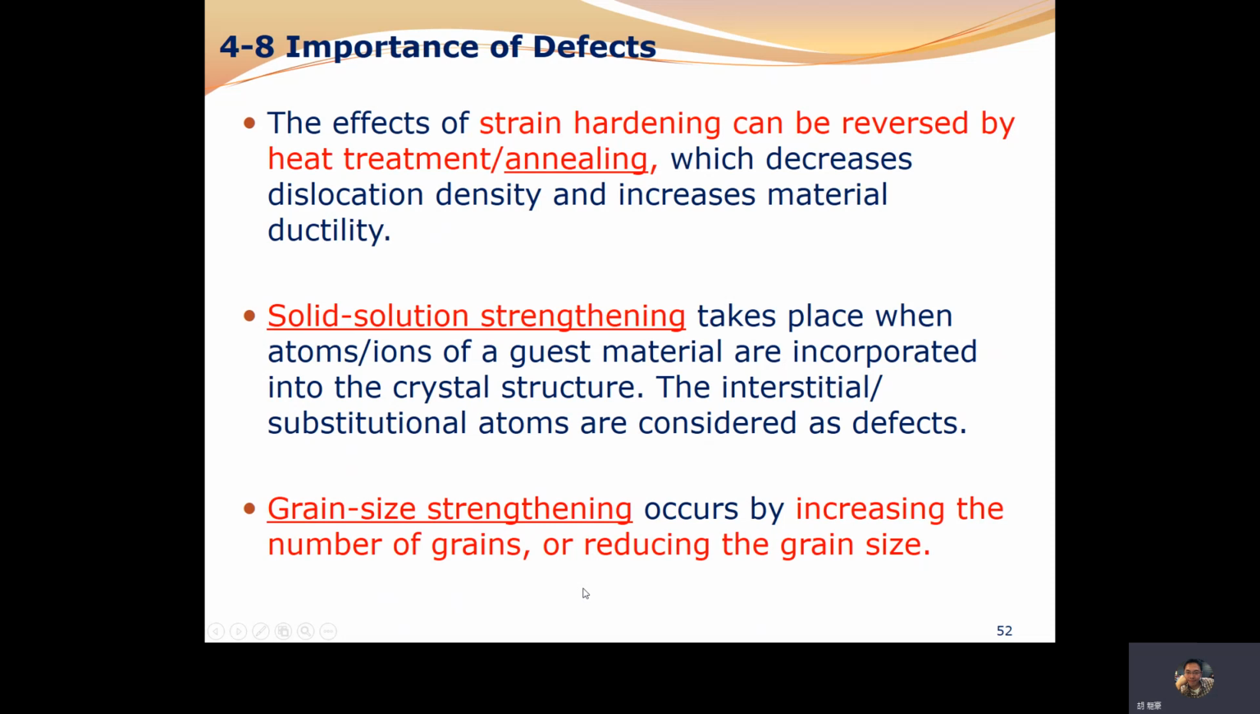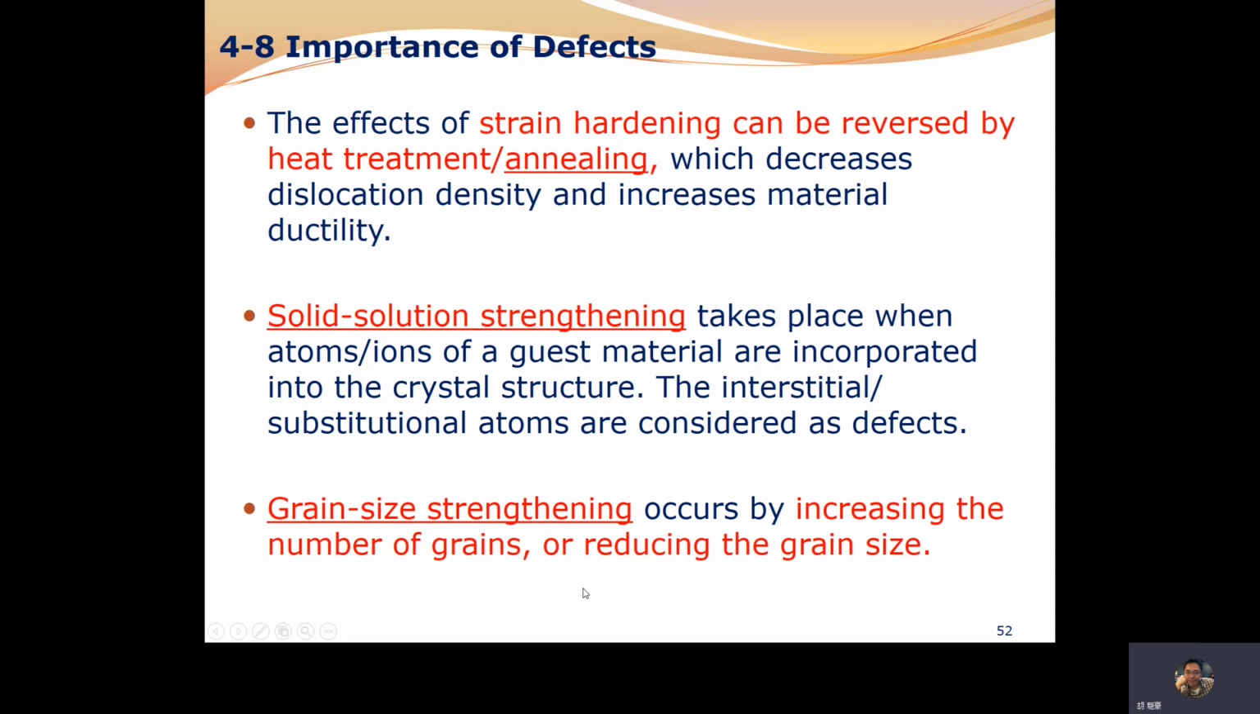And solid solution strengthening takes place when atoms or ions of other materials are incorporated into a crystal. I will discuss this in the next few chapters, where we make some alloys. We add some other metals as interstitial or substitutional atoms, which is a kind of point defect, to strengthen the metals.